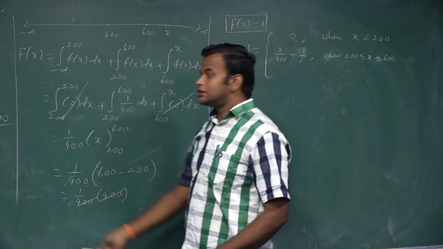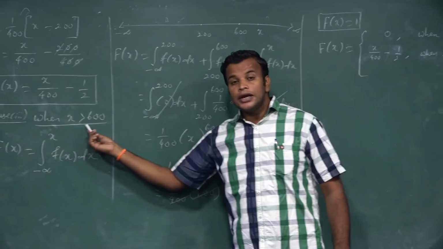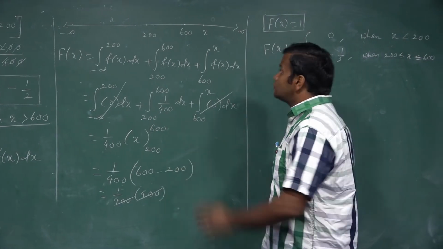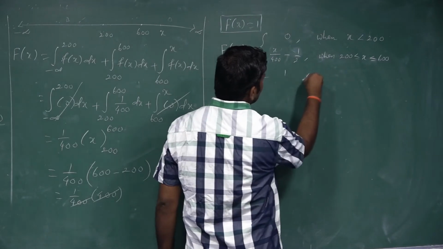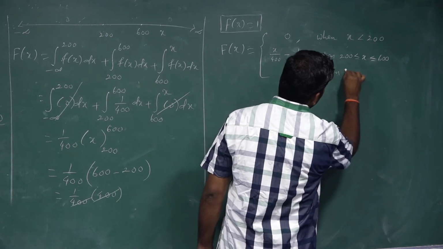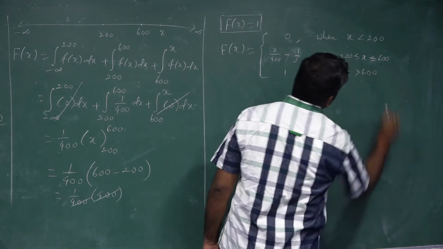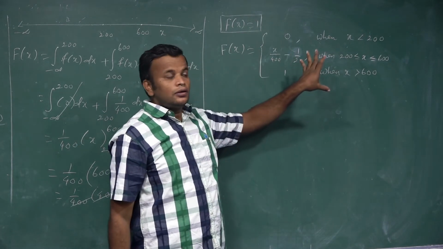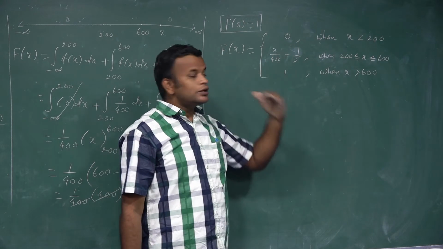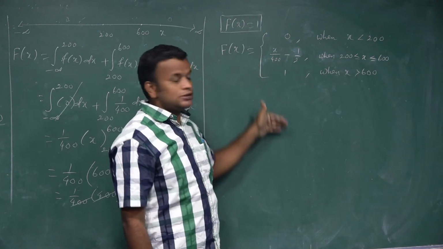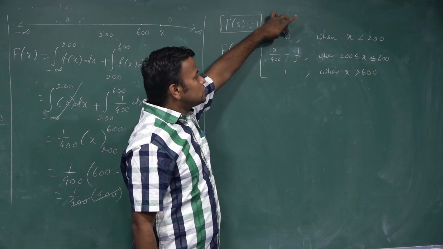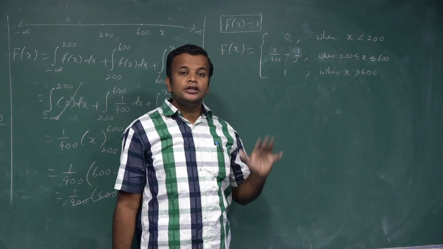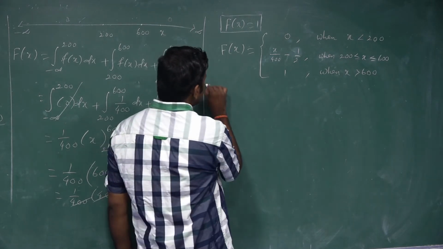Now we come to the third case, when x is greater than 600. When x is greater than 600, we do the process and you see that the value is 1. It is possible when x is greater than 600. It's important to find all the values. We already said capital F of x is a non-decreasing function, so the value always increases. The starting value is 0 and the last value is 1. So this submission is for finding the distribution function also. Now we move to the third one.